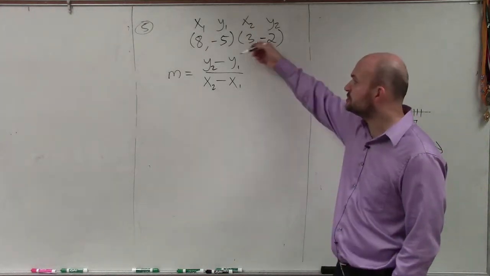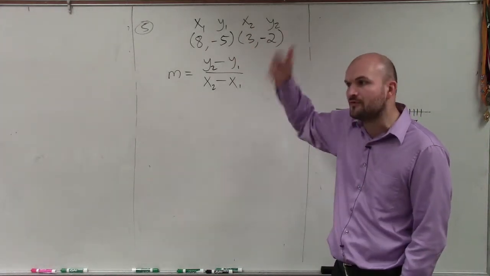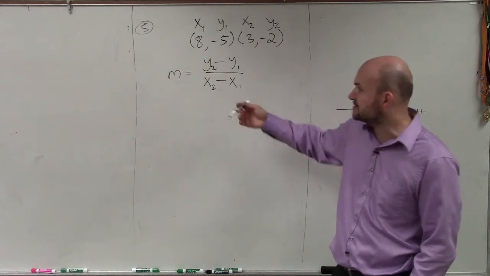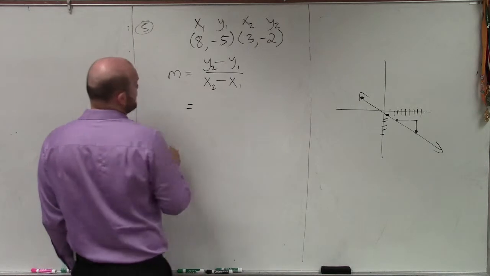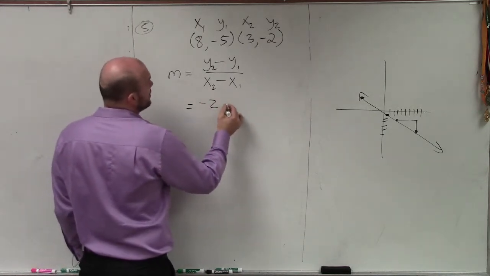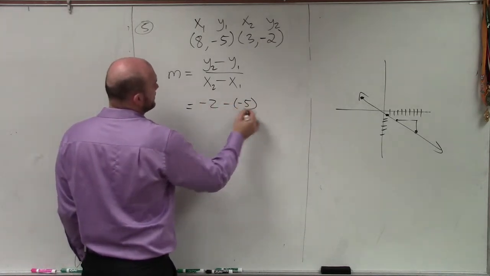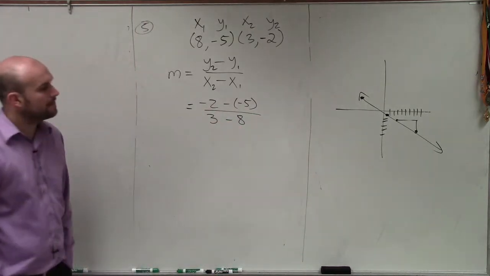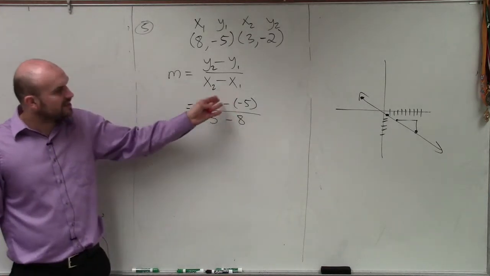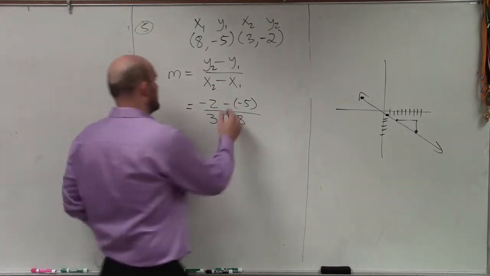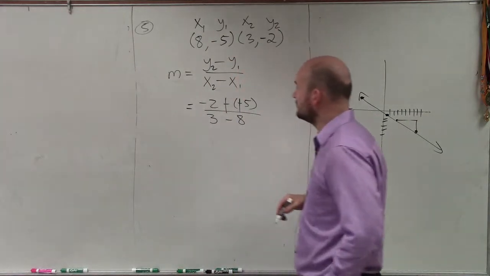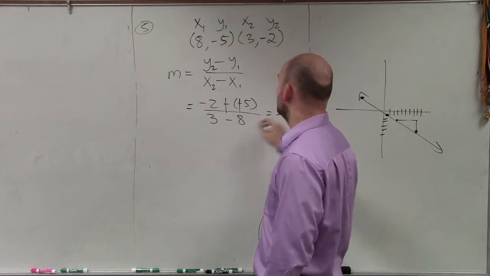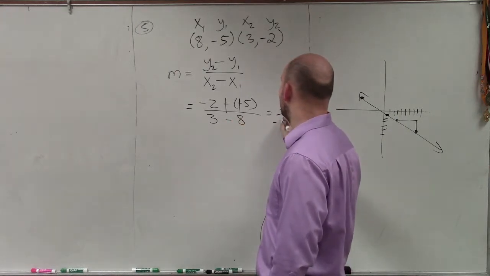So the slope is the change in the y-coordinates, the change vertically between any 2 points, over the change in the x-coordinates, the change horizontally between any 2 points. Then, ladies and gentlemen, we basically plug them in. And when we do that, we want to make sure that we are using our parentheses. When you use your parentheses, you see that this is minus a negative, which is a double negative, which makes it a positive. So it's negative 2 plus 5 equals a positive 3. And 3 minus 8 becomes a negative 5.